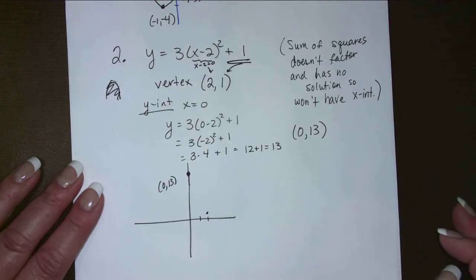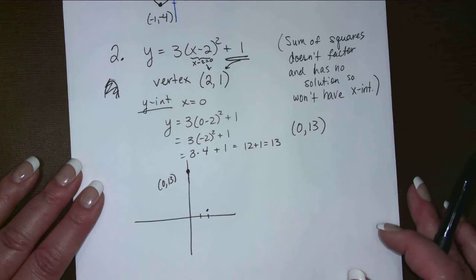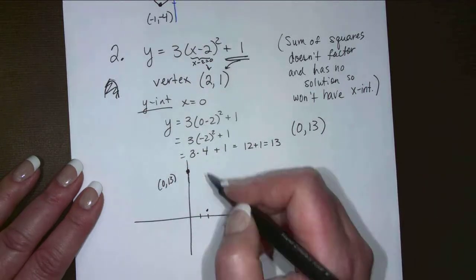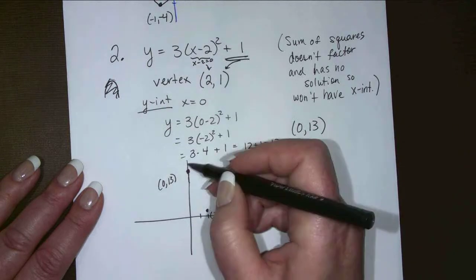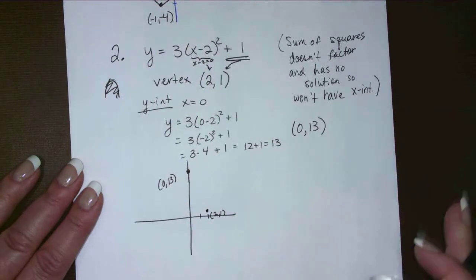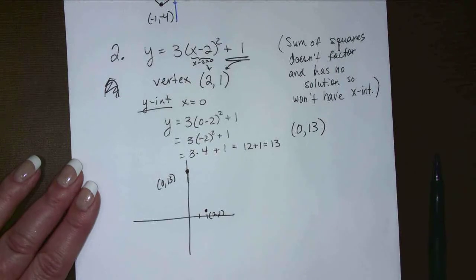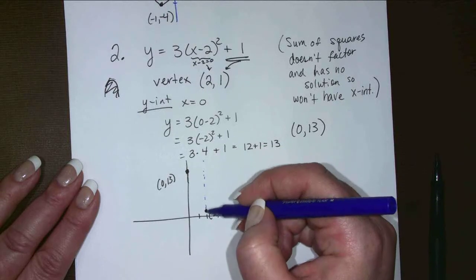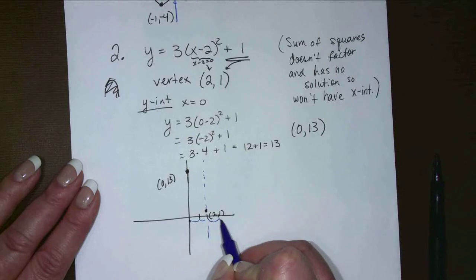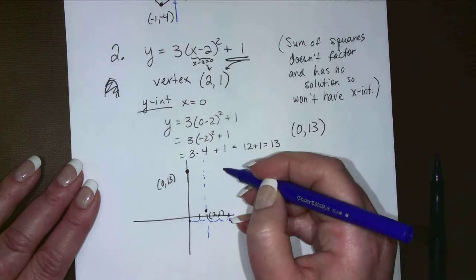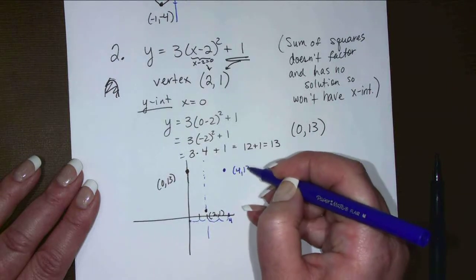What's that? Oh yeah, yes, the symmetric point. So this is our vertex. And what would be the symmetric point if you wanted a second point, so you could draw it and it would look symmetric? Here's sort of the middle. How far is that over from 2? 2. So if we go 2 in this direction, where would we be? 4, and the same height. So (4, 13) would be over here.